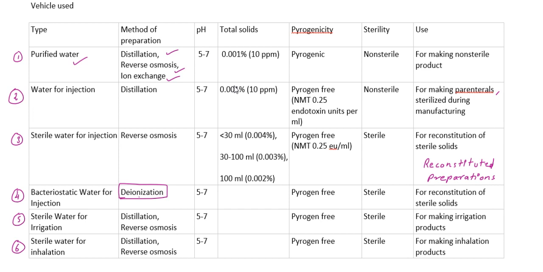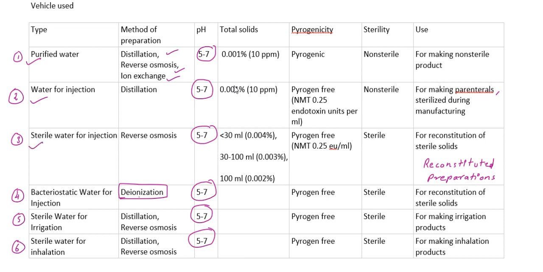All these vehicles used in the preparation of parenterals have a pH of around 5 to 7. So we have different vehicles, and we'll go through them one by one. First one is purified water. Second is water for injection.